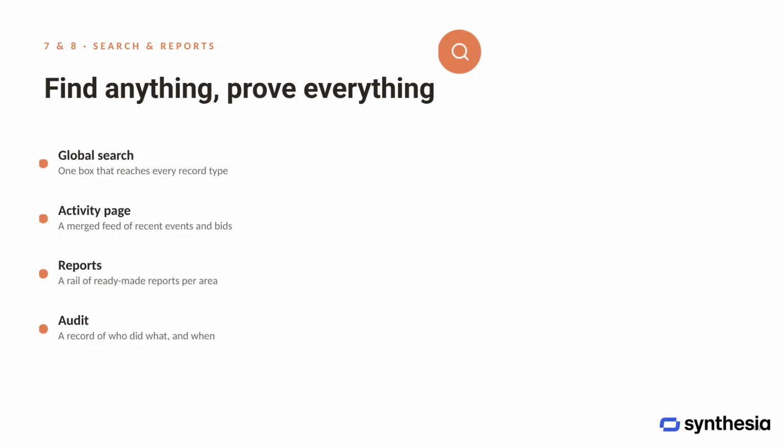Two features tie the whole system together. The global search box reaches across every record type at once. Type a name or number and jump straight to it. The activity page gives you a merged feed of recent events and bids so you can see what's been happening. And when you need to report, each area has a rail of ready-made reports, plus an audit trail that records who did what and when. Everything exports to Excel.